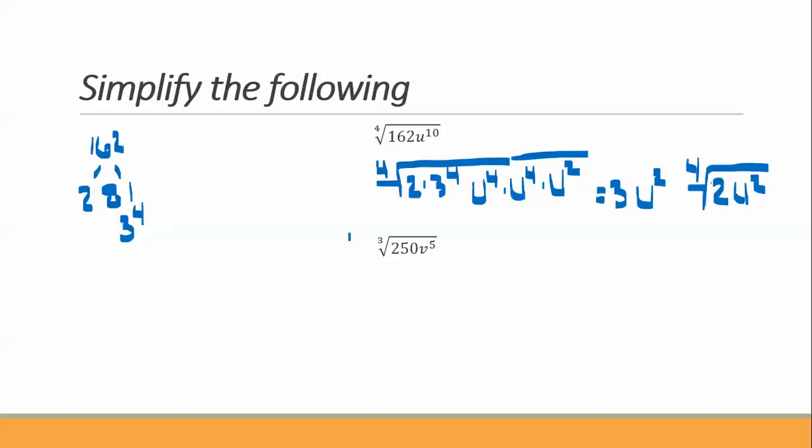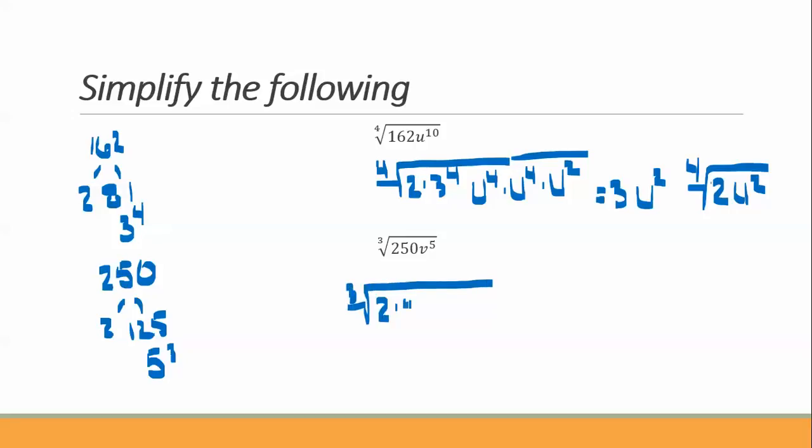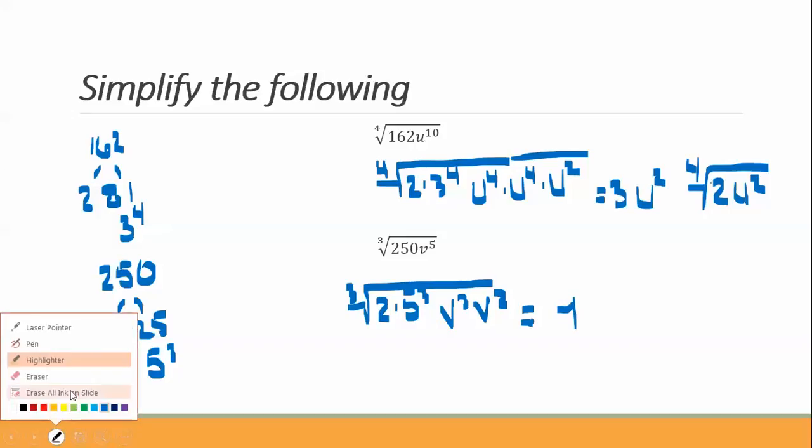Same thing with this one, only we want perfect cubic powers now. So 250 is 2 times 125. 125 is 5 cubed. So we're going to have the cube root of 2 times 5 cubed. And then we want perfect cubic powers, so that's v cubed times v squared. 3 plus 2 is 5. So now we have, oops, I don't want that there, I want to move it over.